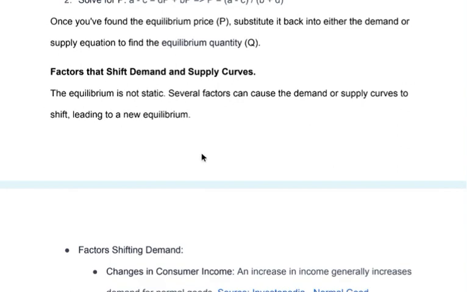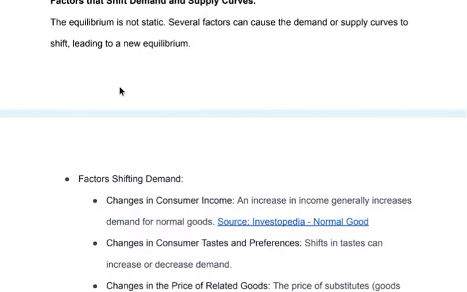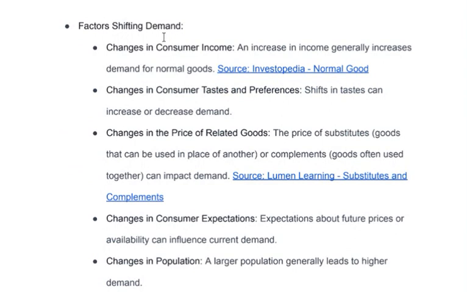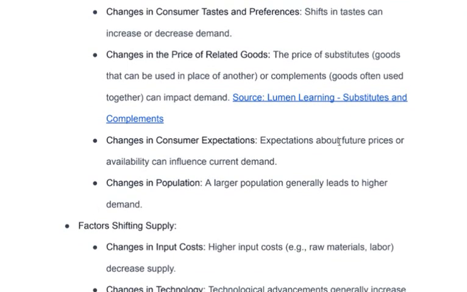Factors that shift demand and supply curves. The equilibrium is not static. Several factors can cause the demand or supply curves to shift, leading to a new equilibrium. Factors shifting demand: changes in consumer income. An increase in income generally increases demand for normal goods. Changes in consumer tastes and preferences. Shifts in taste can increase or decrease demand.